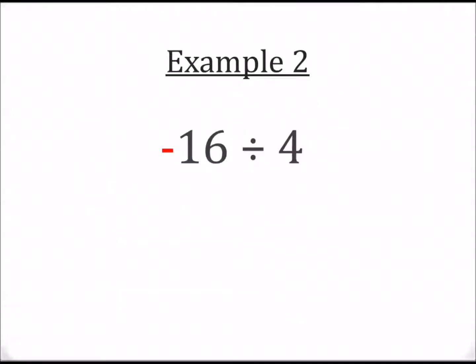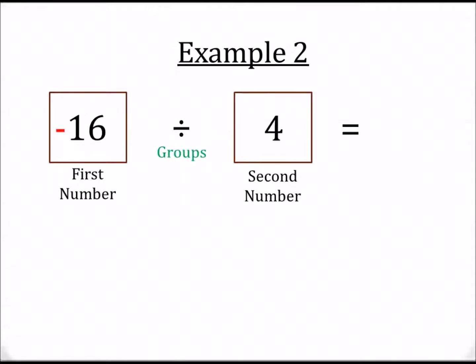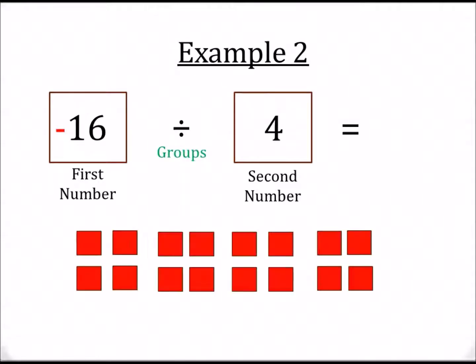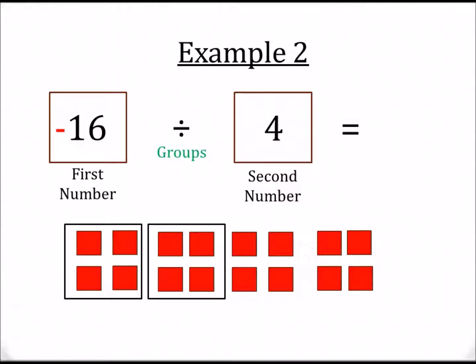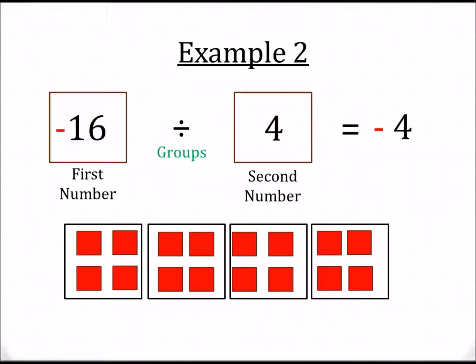Example 2 I have is negative 16 divided by 4. Because 16 is negative, we're going to represent it as red tiles. So now we have 16 of these tiles, and we want groups of 4. So here's one group of 4, a second group of 4, a third group of 4, and a fourth group of 4. So negative 16 divided by 4 is going to be negative 4, because they're groups of 4s, but they're negative, they're red.